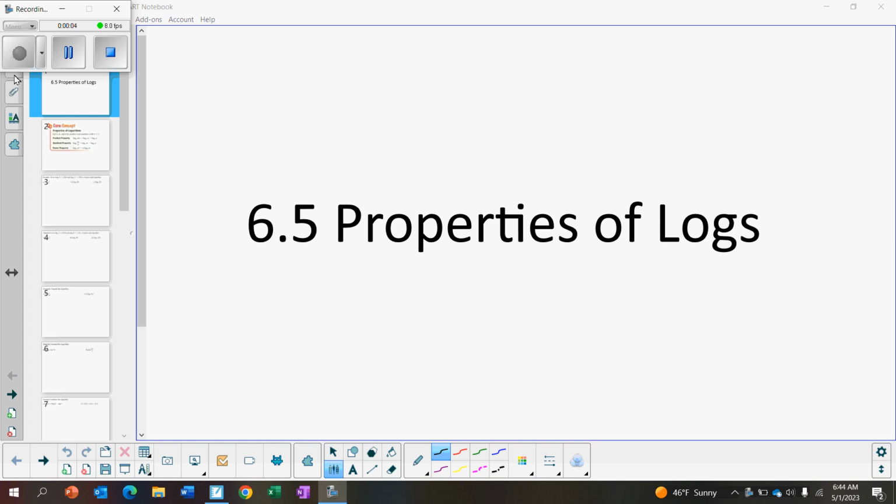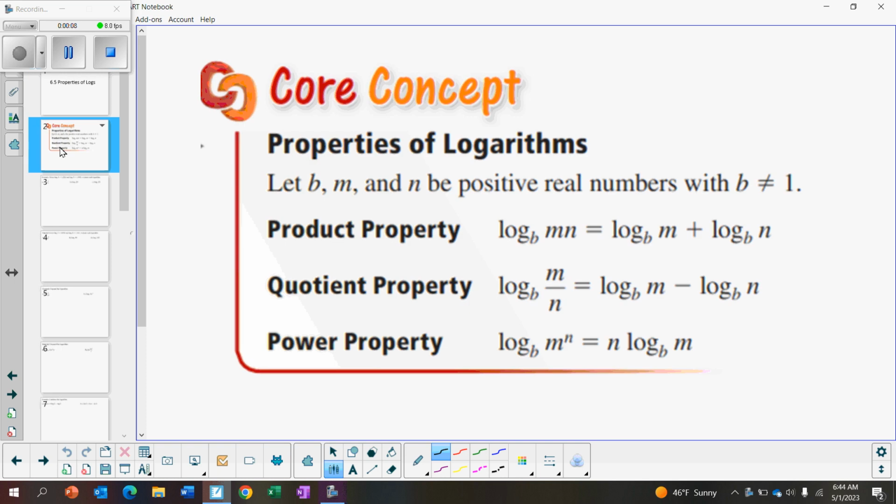This lesson is about the properties of logs. So we have three properties of logarithms that we're going to talk about. We have the product property. So if I have log base b of m times n, I can actually rewrite that as two separate log base b's: log base b of m plus log base b of n. So for the product, we turn it into addition.